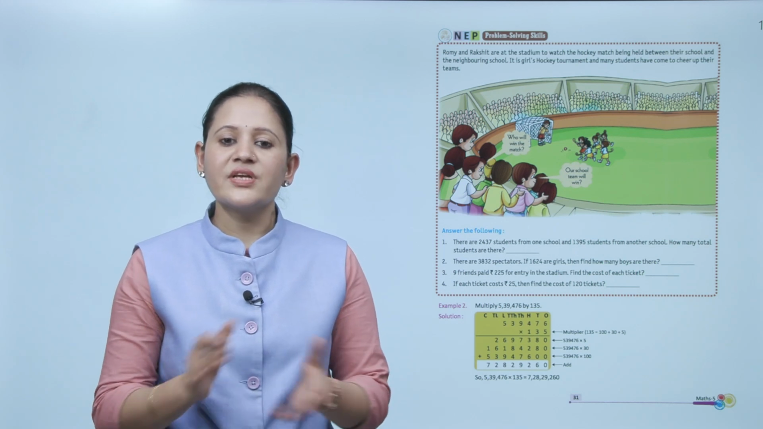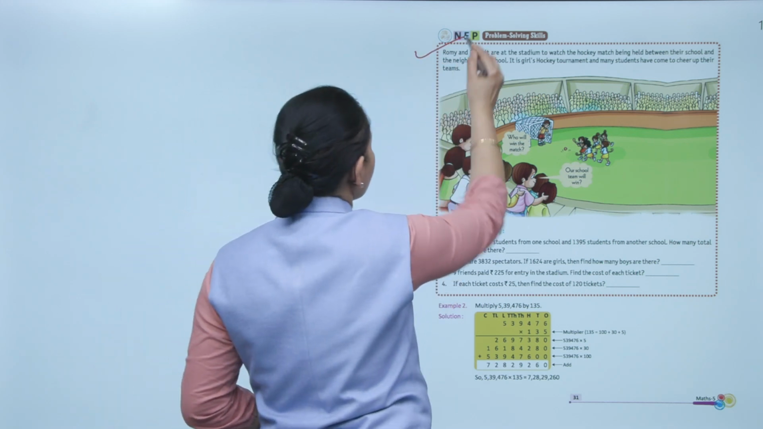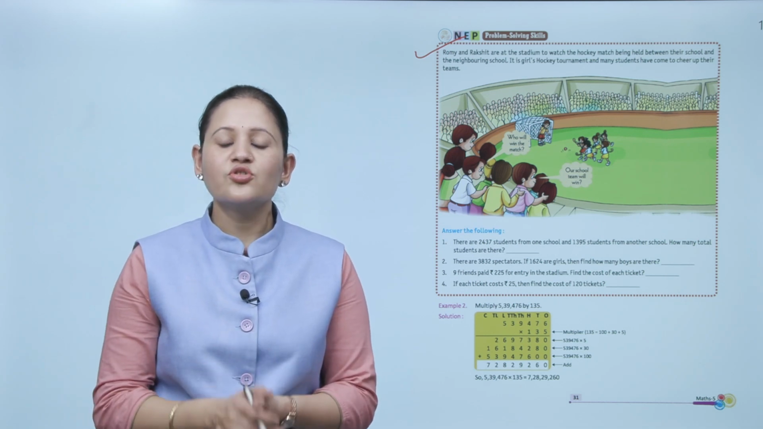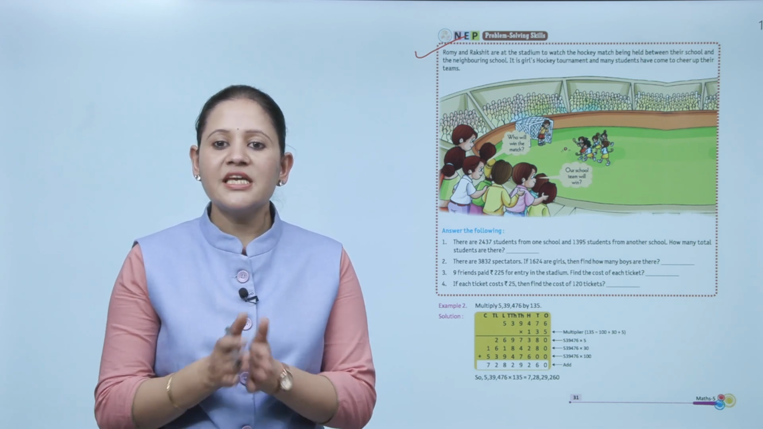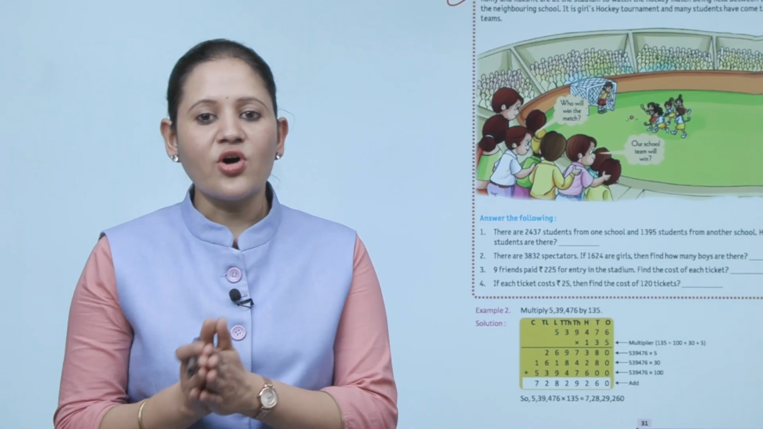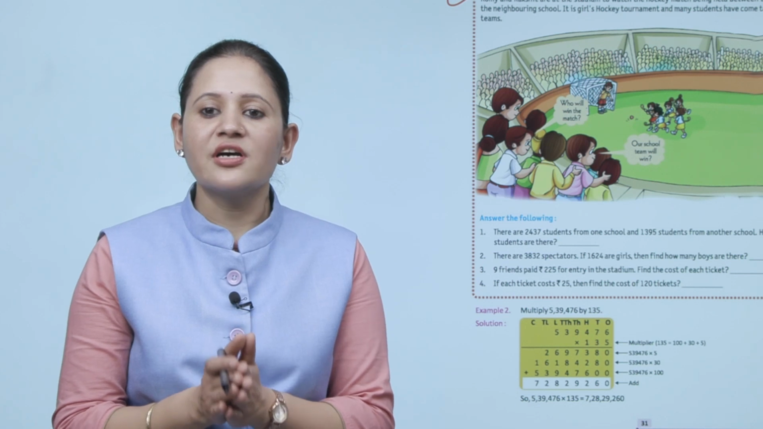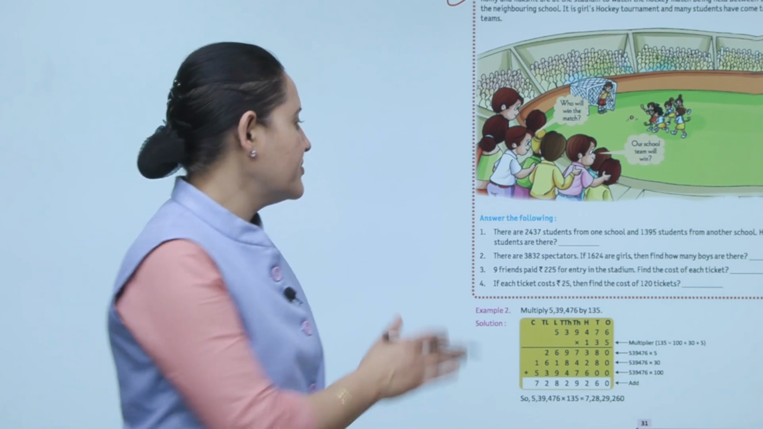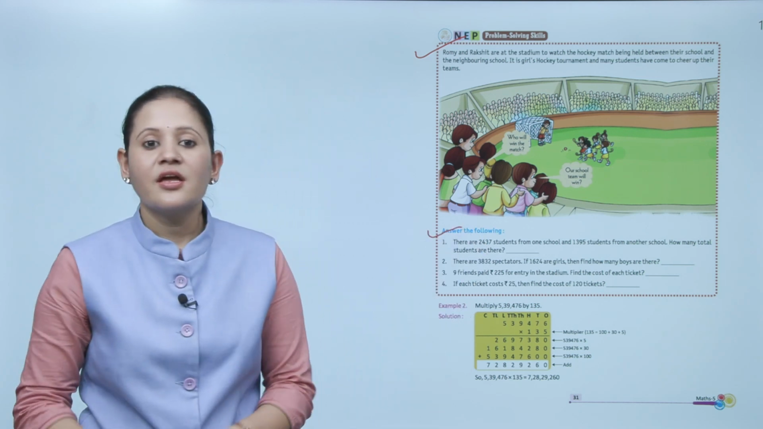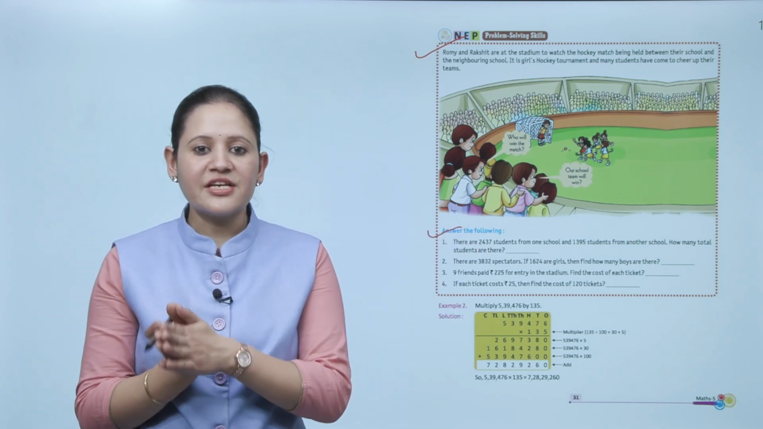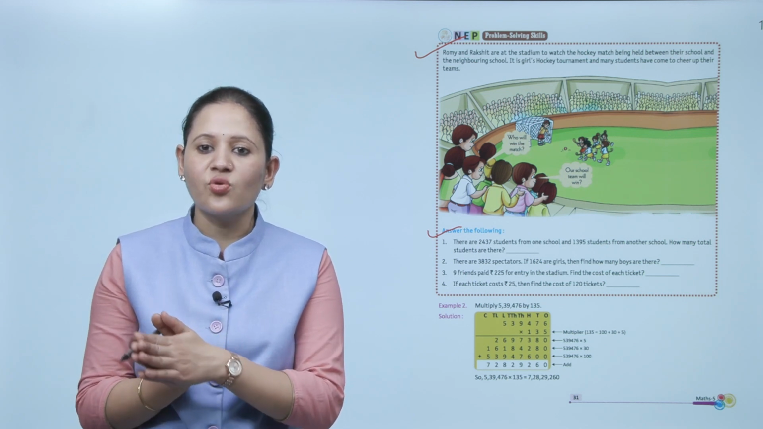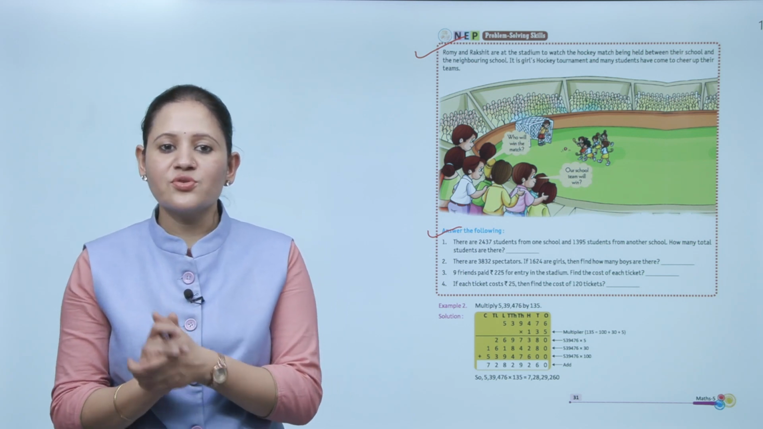Next, problem solving skills. Romy and Rakshit are at the stadium to watch the hockey match being held between their school and the neighboring school. It is a girls hockey tournament and many students have come to cheer up their team. So we have to answer the following questions. There are 2,437 students from one school and 1,395 students from the other school. How many total number of students are there?